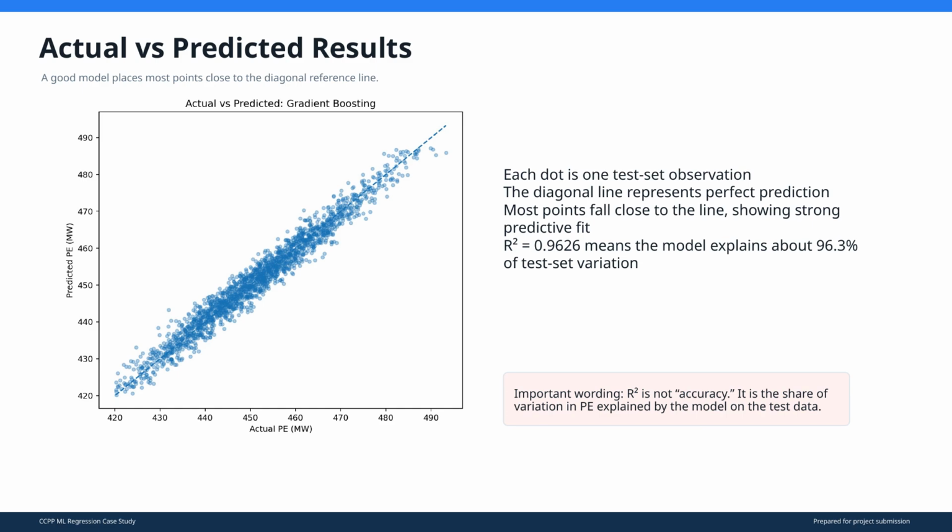This chart compares actual and predicted output for every test observation. The diagonal reference line represents a perfect prediction. Most points lie close to that line, indicating that predicted values generally match the actual output well. The R-squared value of 0.9626 means that the model explains about 96.3% of the variation in test set power output. R-squared should not be described as 96% accuracy.